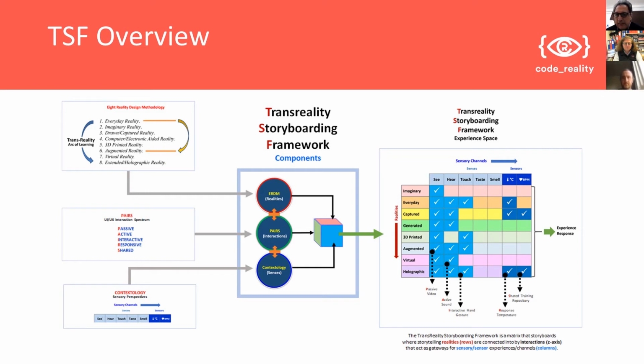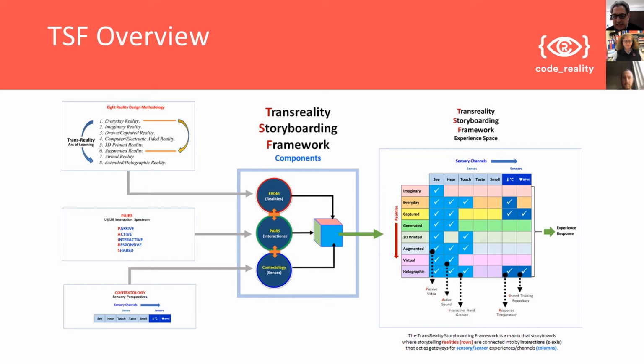And one of the outputs is having a clear map or matrix of how each of those components are related to each other, how the realities that we can see on the vertical part of the matrix are linked to the contextology elements relating to the sensory channels. And wherever the sensory channels cross in terms of their columns and rows, that's where an interactive element comes out that relates to pairs.